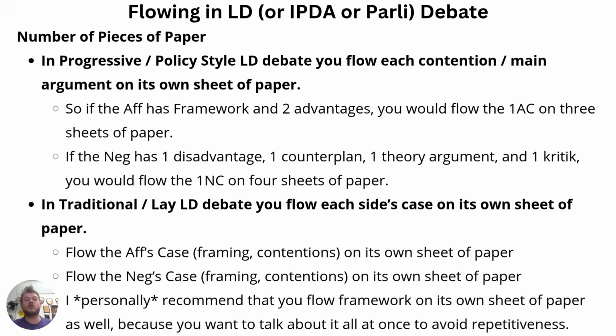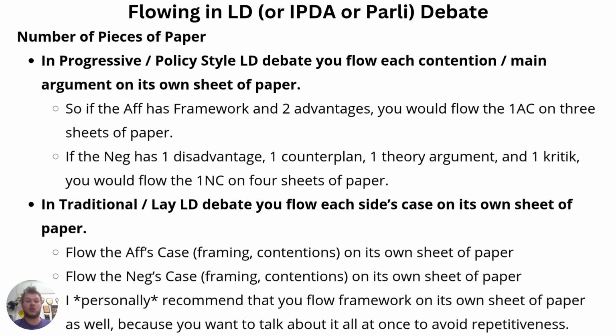If you're doing more traditional or lay Lincoln Douglas debate, then I would say flow each side's case on its own sheet of paper. So put the affirmative's case, maybe its framing and definitely its contentions, on one sheet of paper in the first column, and flow the negative's case, maybe its framework and definitely its contentions, on its own sheet of paper in the first column.